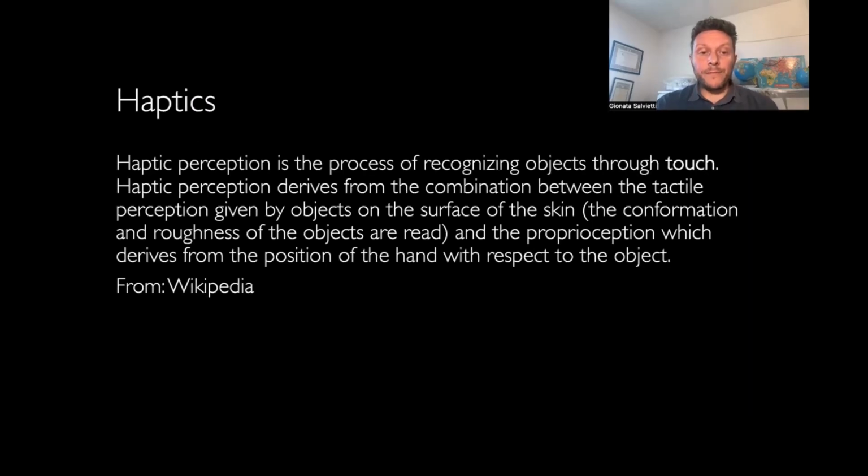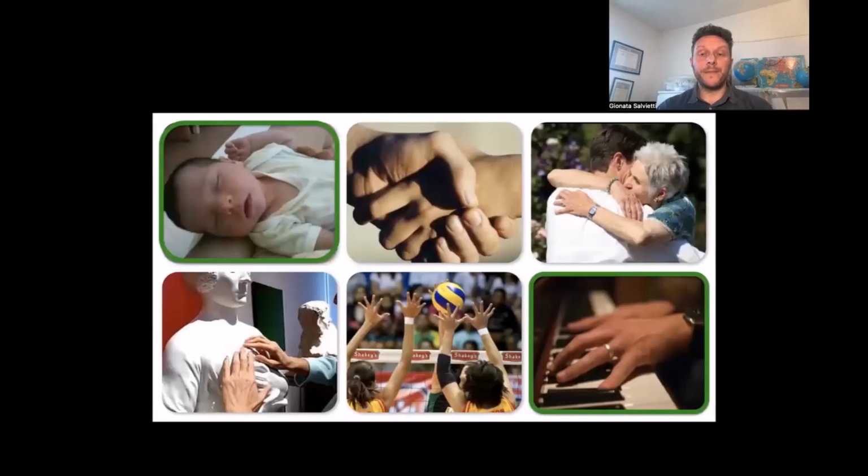So let's start from the definition of haptics. Haptic perception is the process of recognizing objects through touch. Haptic perception derives from the combination of the tactile perception given by objects on the surface of the skin, where the conformation and roughness of the objects are read, and the proprioception, which derives from the position of the hand with respect to the object. So touch is a very, very important aspect of our daily life.